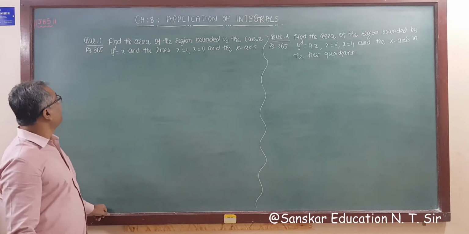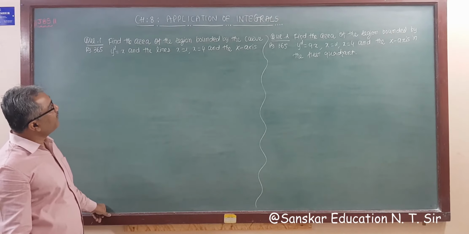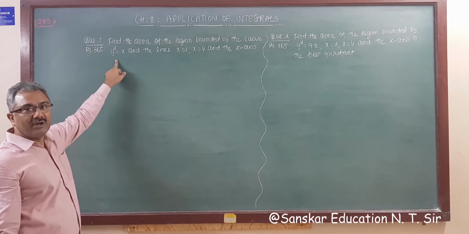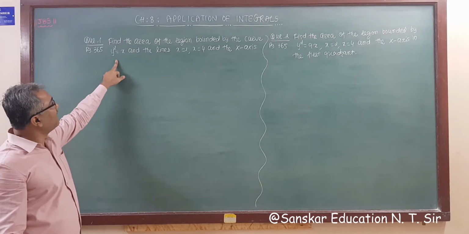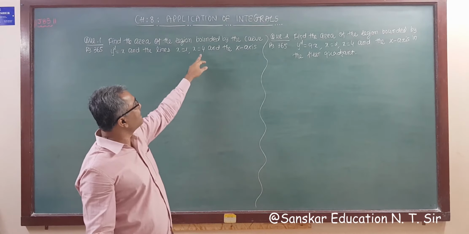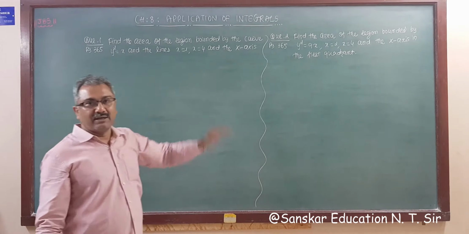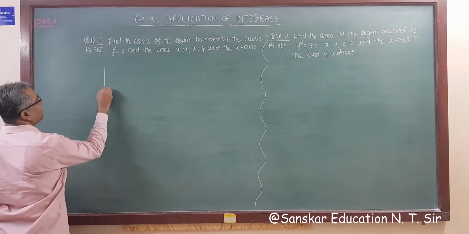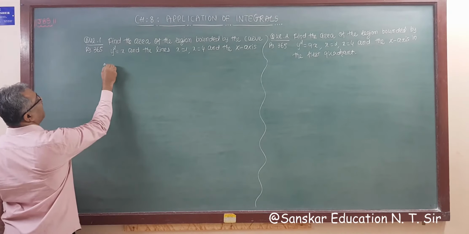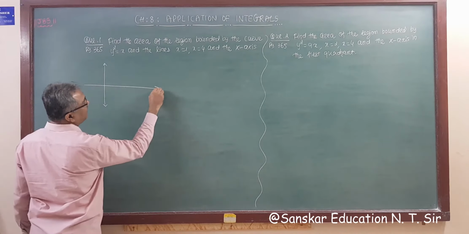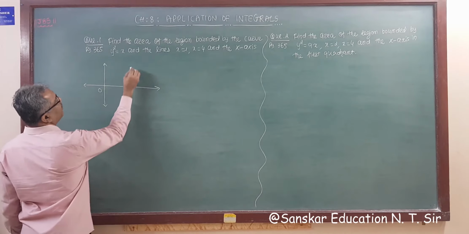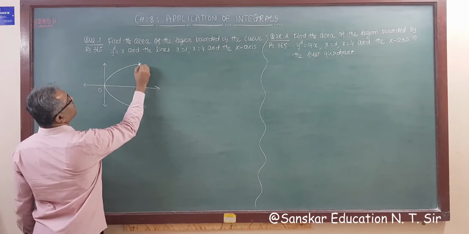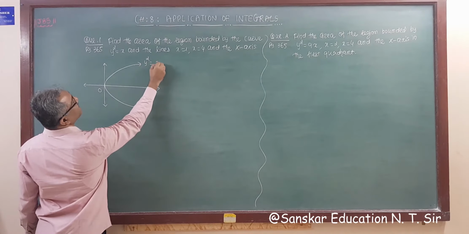Okay, question number 1, page 365. Find the area of the region bounded by the curve y square equal to x, which is a parabola about the x-axis, and the lines x is equal to 1, x equal to 4 and the x-axis. As this is the standard parabola y square equal to x of the x-axis, this is the origin 0. This is your standard parabola y square is equal to x.